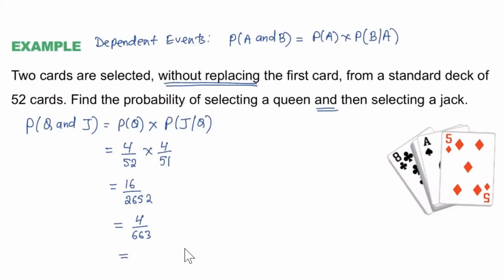So when you change it to decimal, you have to divide in your calculator 4 divided by 663. And what did you get? 0.0060, up to 4 decimal places if you write. So these types of events, where you can see that the occurrence of the first event affects the occurrence of the second, are called dependent events.